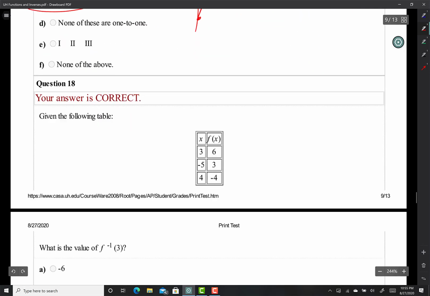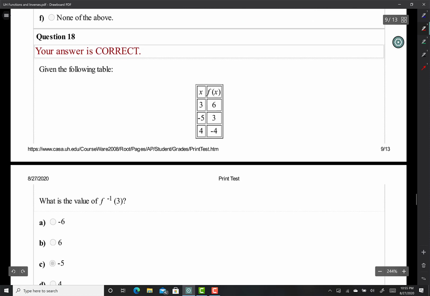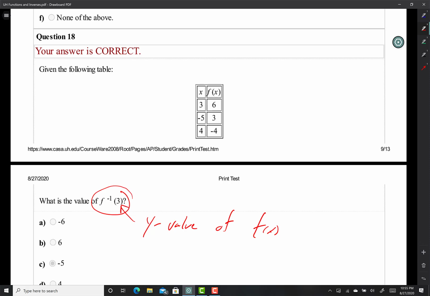All right, let's continue. This one wants the value of the inverse function f inverse of 3. So that's an x value on the inverse, but that means it was a y value on f. So I'm going to write that: y value on f of x. So that's what I'm going to be looking for, a y value of 3. So here it is. That means this inverse function spits out negative 5.